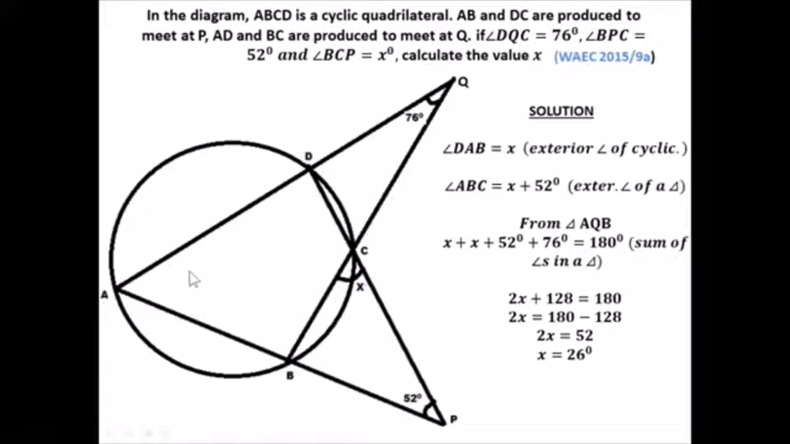So if that is the case, we have this angle as x, this angle as x plus 52, and we have this angle as 76. This is a triangle now. Triangle AQB is a triangle.